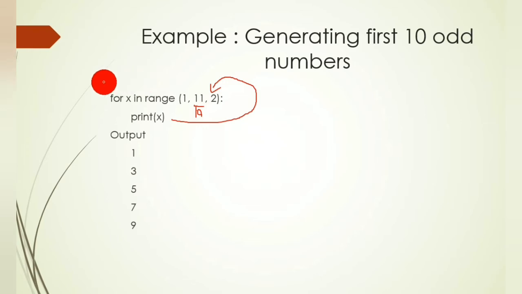Okay. So when is this loop stopped? When the value of x reaches above 10. Okay. Because your upper limit is 11. So when the value of x is 11, 11 is compared to 10. So the condition is false. The loop exits from this iteration. And then it shows the output like this: 1, 3, 5, 7, 9. Is it clear?